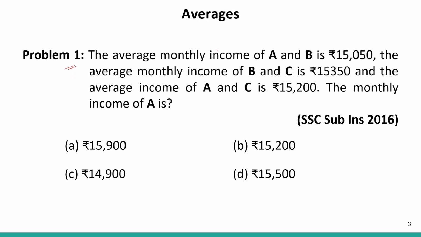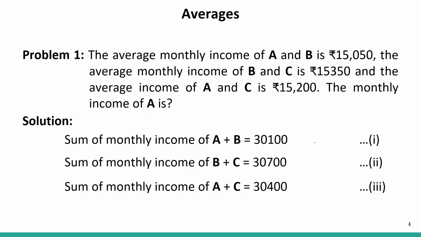So the average monthly income of A and B is 15,050 rupees. The average monthly income of B and C is 15,350. That is what is given to us. And the average income of A and C is 15,200. Then the monthly income of A is what? Is it 15,900, 15,200, 15,500, or 14,900? We'll see. This question appeared in the SSC Sub-Inspector Exam 2016 paper. So let's go forward with the solution.